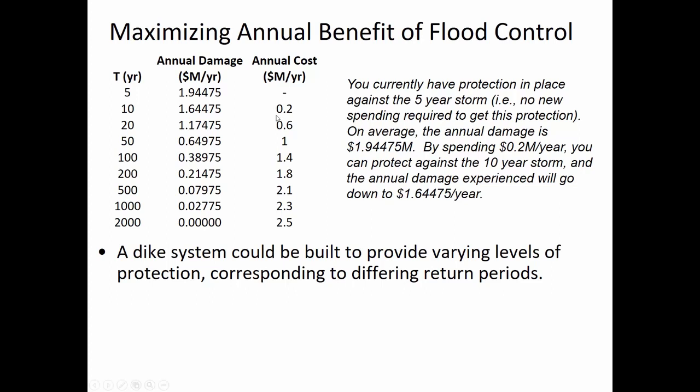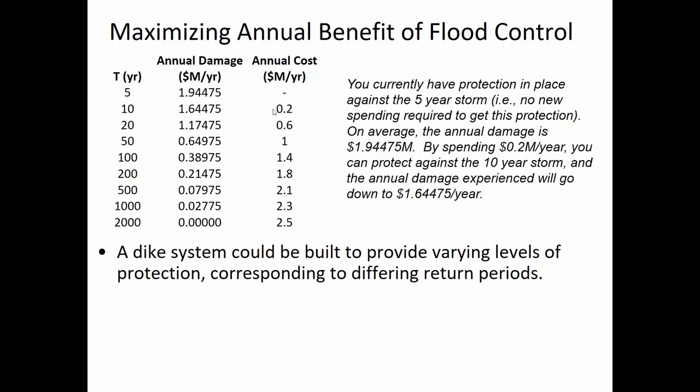But if you were willing to spend $0.2 million per year so that you have protection against the 10-year storm, then what that means is that now you're only exposed to damage from all of the storms bigger than the 10-year storm. So you're threatened by the 20, the 50, the 100, and so on, all the way down through the list. And so what that means is if you spend $0.2 million per year, now your annual damage is only $1.64475 million per year.